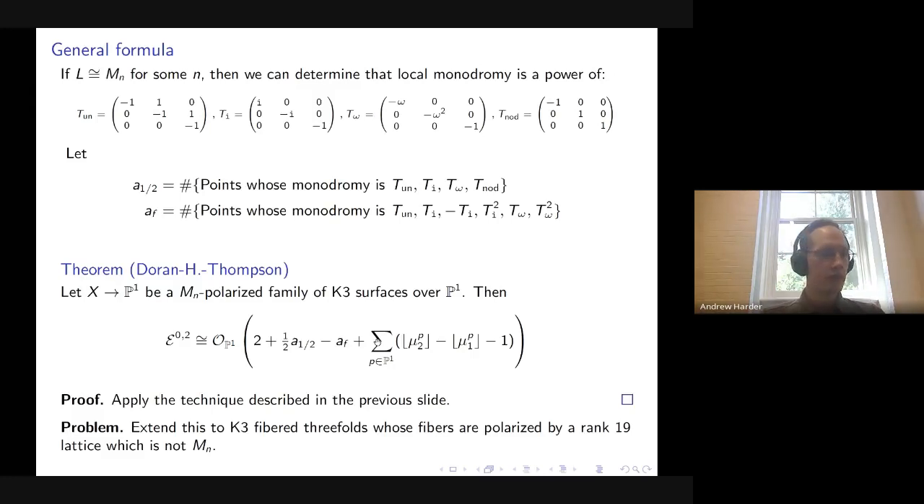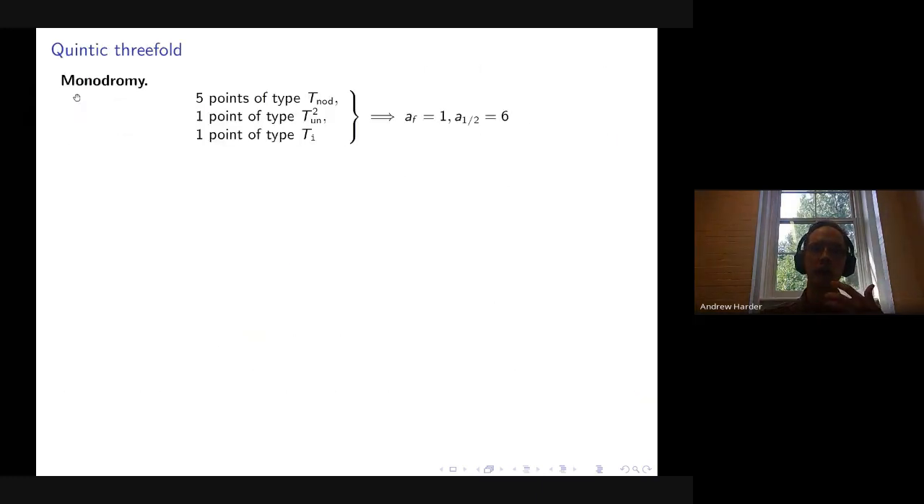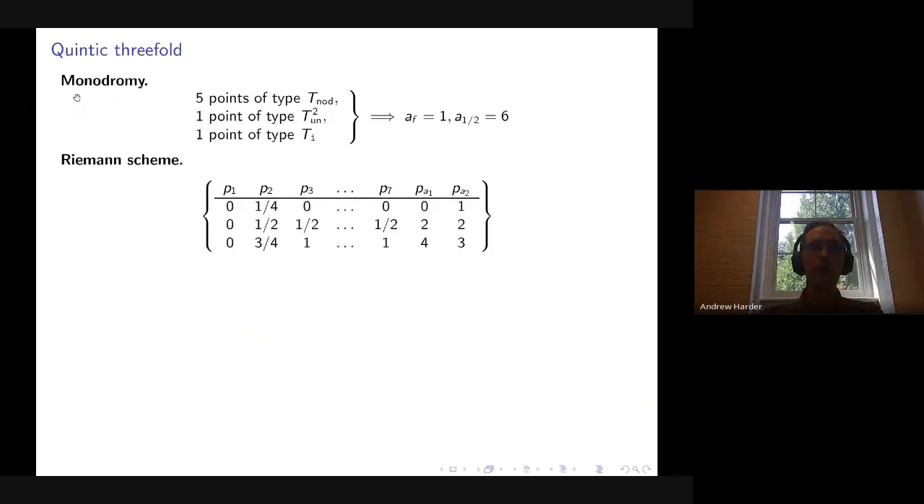Okay. So a problem that we can look at is to try to figure out whether this can be done for lattices which aren't M_n. This just comes down to classifying the local Picard local monodromy invariants. I will go through this very quickly.